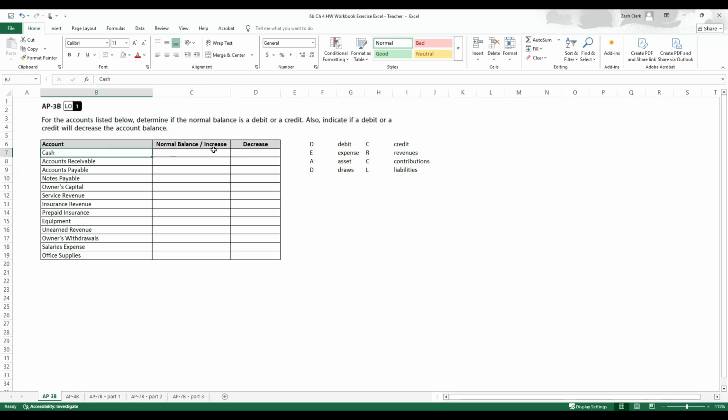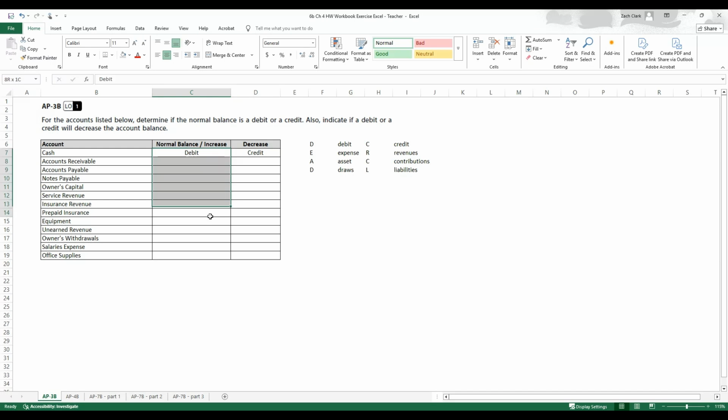So we've got cash as our first account. We know that cash is an asset, and so we can see that it is under the D. And so our increase side and our normal balance side is going to be the D, or the debit. And then alternatively, if there's only two answers, it's only increase or decrease. And so that's easy for us to understand that the answer will be a credit for the other side.